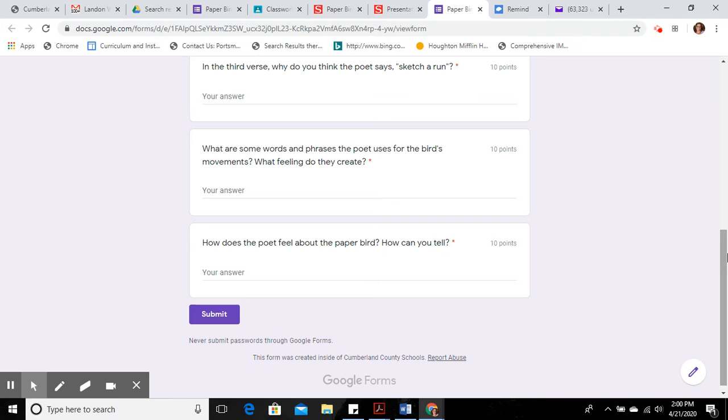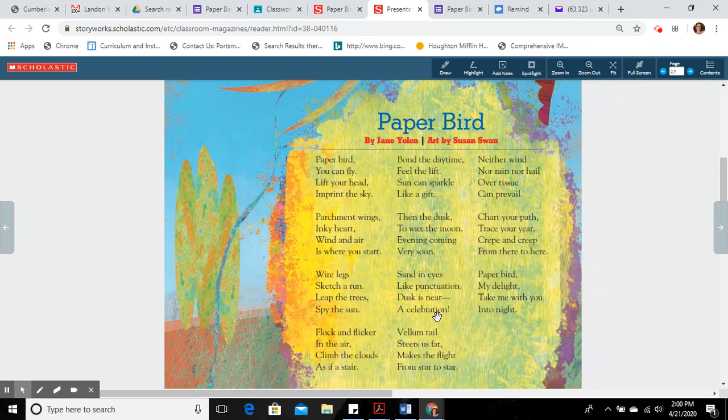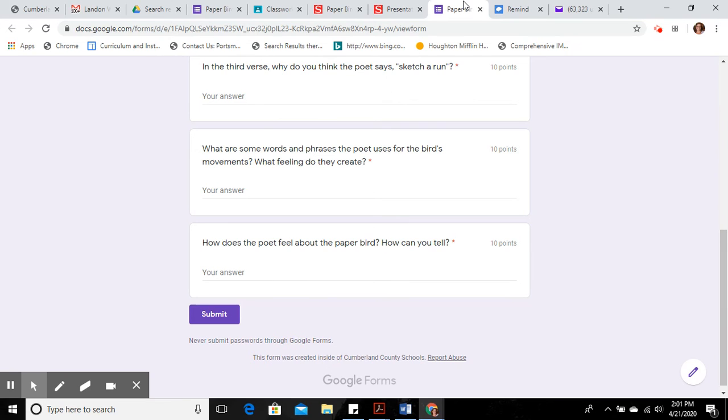What are some words and phrases the poet uses for the bird's movements? What feeling do they create? Well, some of the words and phrases are imprint the sky, chart your path, trace your year, steers us far, makes the flight. Those are some of the phrases that the poet is using to explain how the bird moves.